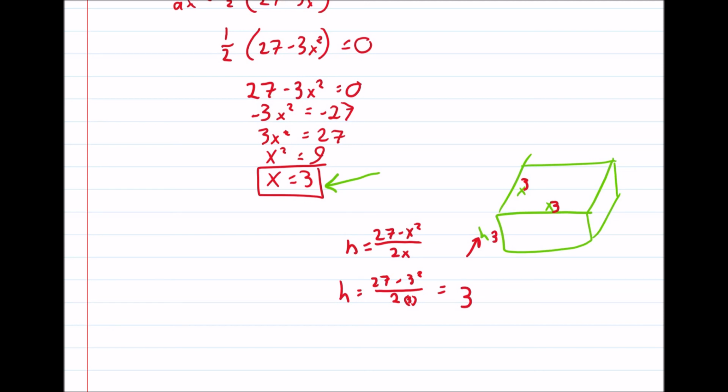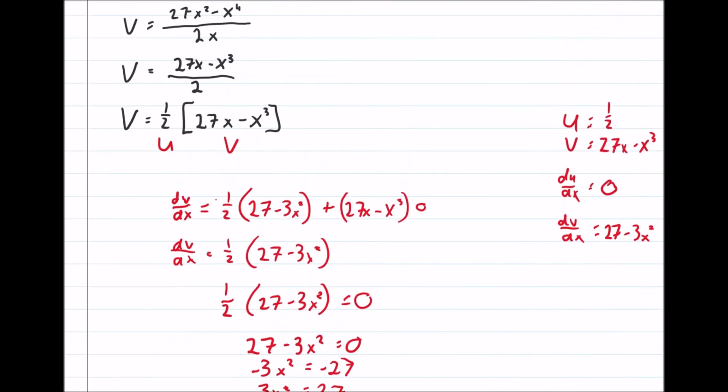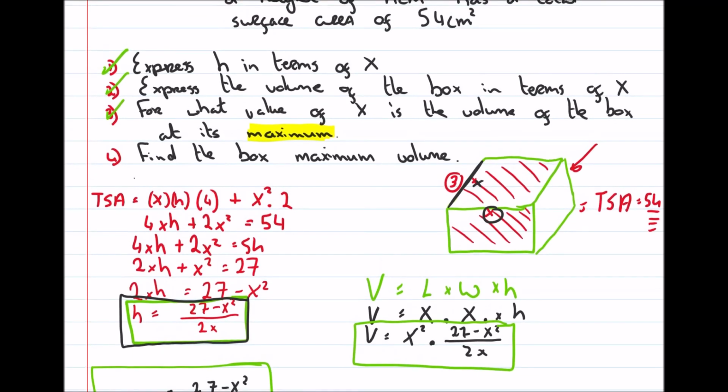So working out the volume of the box then, length multiplied by width multiplied by height, I will get 3 multiplied by 3 multiplied by 3, which is 27 centimeters cubed. And there you go, that is that done. Okay, thanks guys.